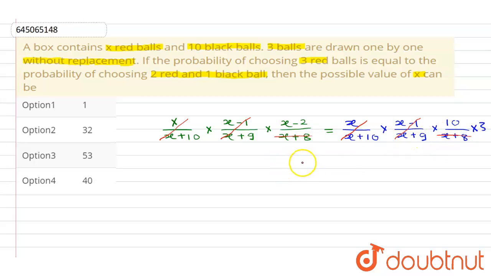Now we will be left with x minus 2, and this will be equal to 10 into 3, which is equal to 30. From this we can say that x is equal to 32. Therefore x equal to 32 is a possible value of x, which is option 2. Therefore option 2 is correct.